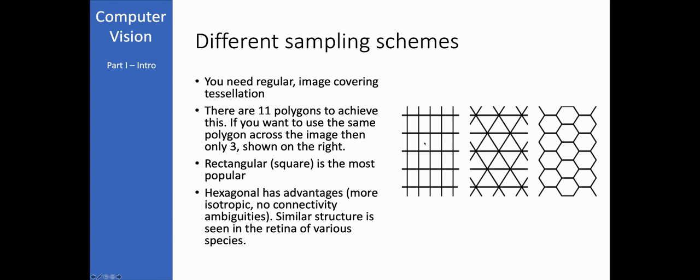So whenever you talk about the neighborhood of a pixel in a rectangular grid, things can become a bit ambiguous. You have 2 different neighborhoods. In a hexagonal grid, however, you only have one type of neighborhood. If you have a pixel here, you only have pixels that share an edge with that pixel around it. And there are no other connectivity patterns. So that's quite nice. Actually, this similar hexagonal grid structure is seen in the retina of various species in nature. So somehow nature prefers a hexagonal grid structure over a rectangular one.